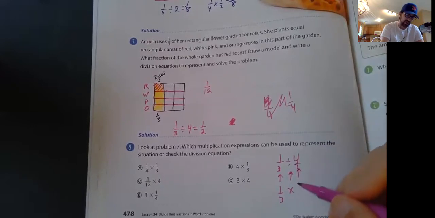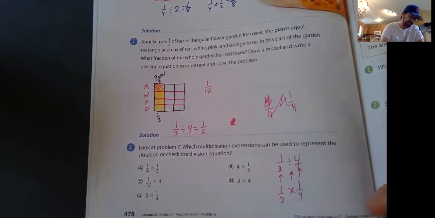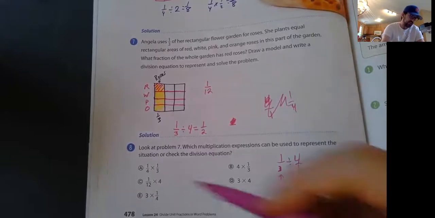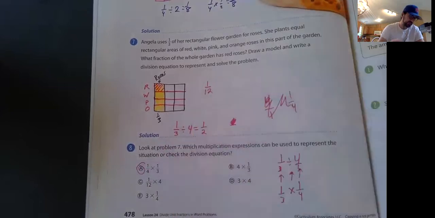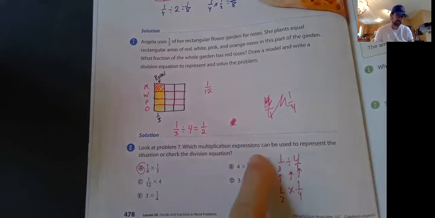Well, if you flip 4 wholes, it becomes 1/4, okay? And so that's what we need. So therefore, this is what we're going to get right there, right? Okie dokie. All right. Ooh, wait a second. There's multiple answers here possibly. Which multiplication expressions can be used?